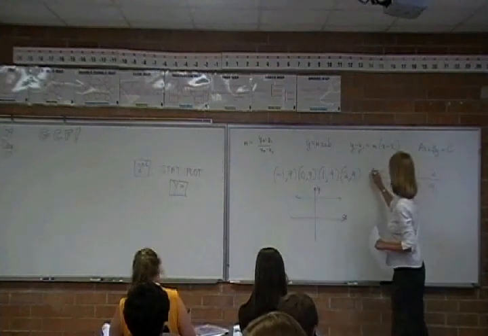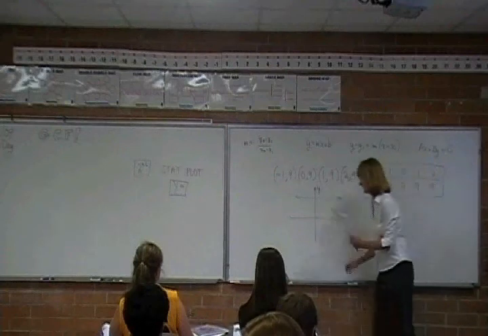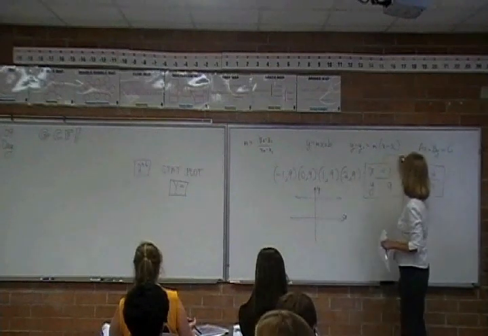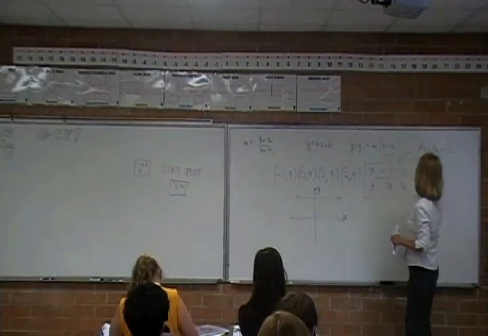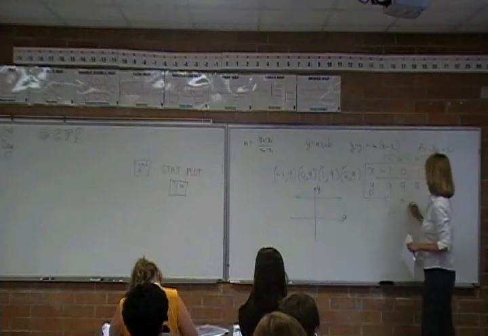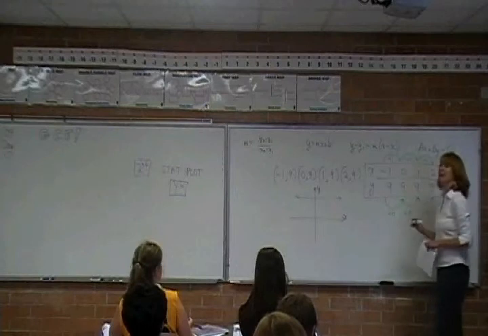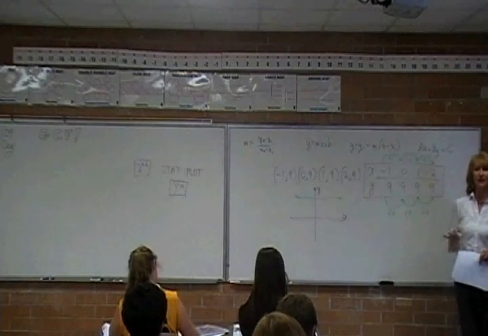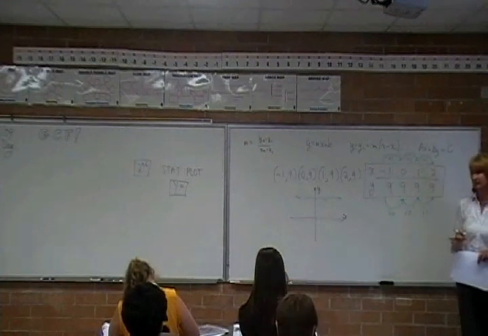You need to look at a table and do one of these. Look at how it's changing. +1, +1, +1. Look at the other table. +0, +0, +0. If you are increasing that y value by the same amount each time, it is automatically linear.